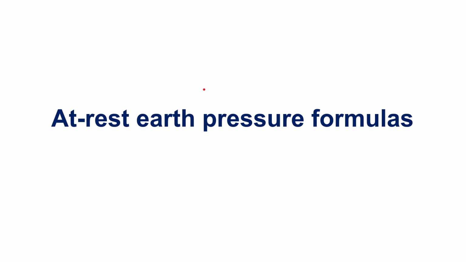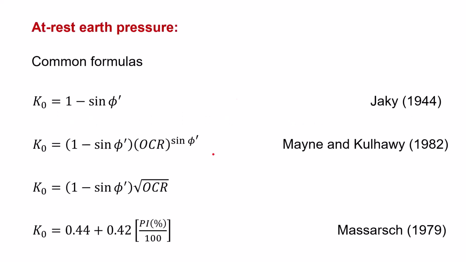Now let us discuss the formulas used to calculate lateral earth pressure. To determine the lateral earth pressure exerted by soil, we must first calculate the lateral earth pressure coefficient, commonly denoted as K. Let's begin with the at-rest earth pressure coefficient, which is represented as K0.